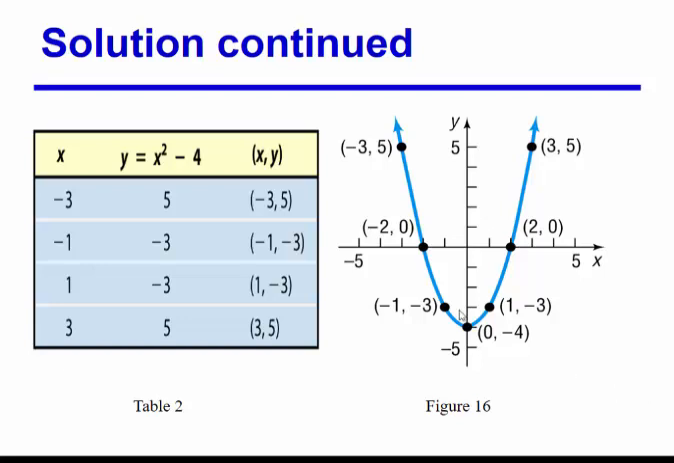So one of the first things that you would do here if you were doing this by hand is to plot the negative 2, 0, the 2, 0, and then the 0, negative 4, sorry. And then you want to pick points on either side of the vertex. In this case that would be negative 1, negative 3, and 1, negative 3. And of course, just to reassure yourself, you can do plus or minus 3 and then 5.